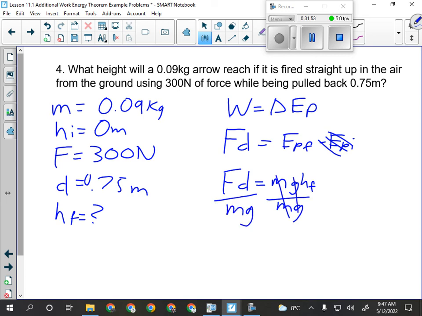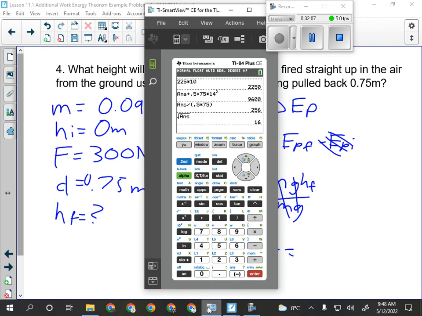Okay, and so when we do that, we're going to have 300 times 0.75 meters divided by 0.09 times 9.81. Okay, so 300 times 0.75 divided by 0.09 times 9.81. Okay, so there's top divided by bottom. All right, it's going to reach a maximum height of 255 meters. That's pretty high. Okay, but I mean, you can shoot an arrow pretty far if you exert 300 newtons worth of force. That's a pretty strong person. Okay.